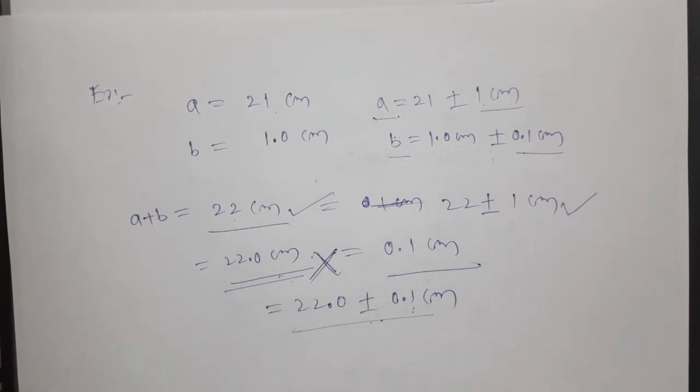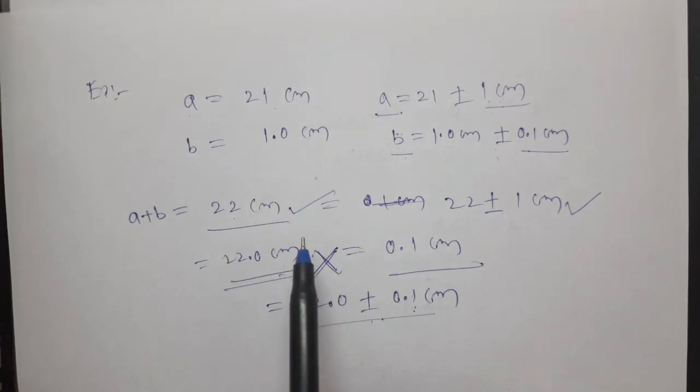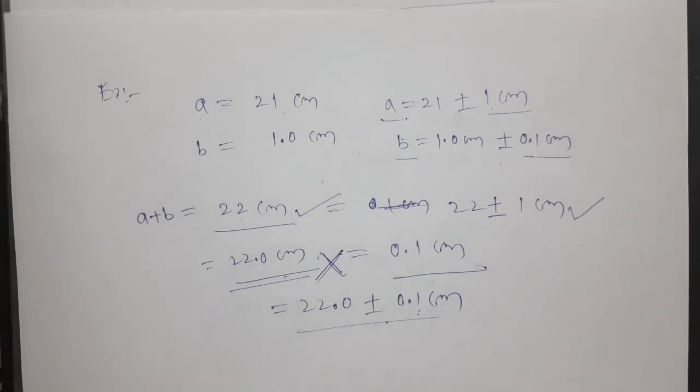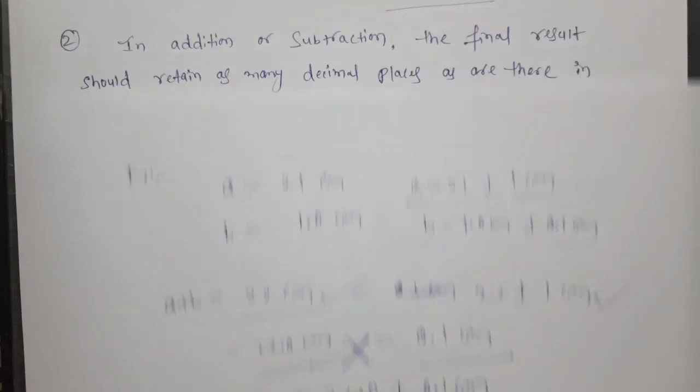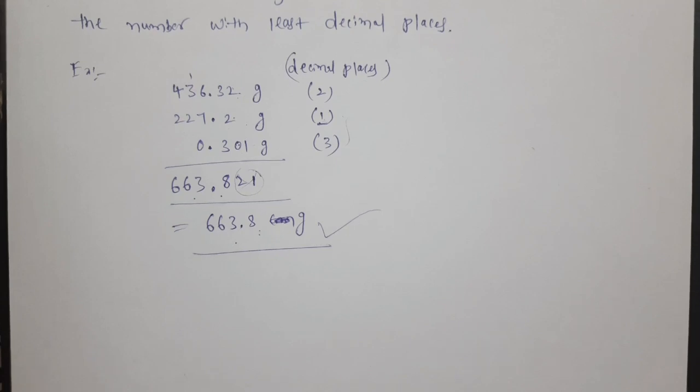So whenever two values are given like this, whenever we add or subtract, what happens, guys? The final answer should be given with least decimal places, not significant figures. When it comes to multiplication or division, the final answer should be given with least significant figures. But in the case of addition or subtraction, the final answer should be given with least decimal places. Yes, for this one, let us take one more example, subtraction.